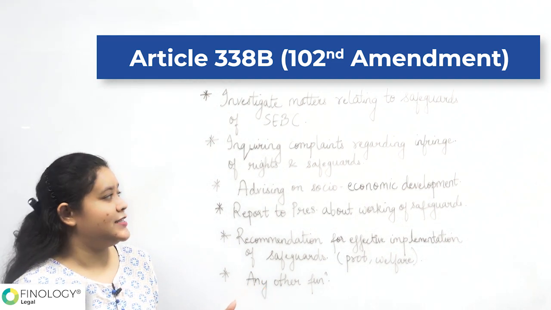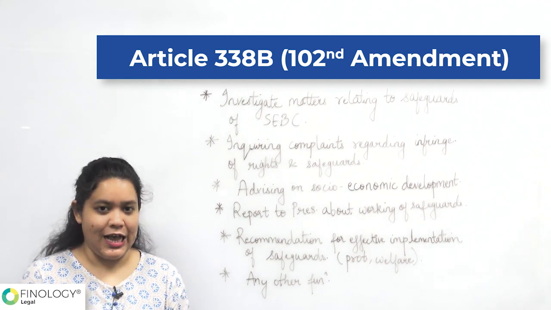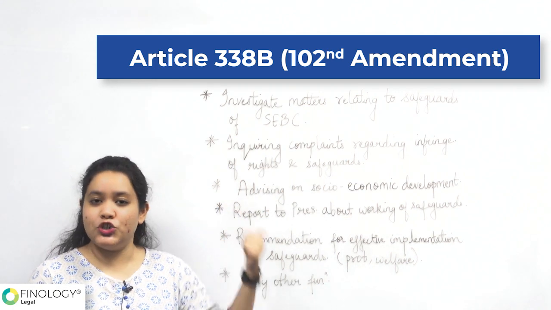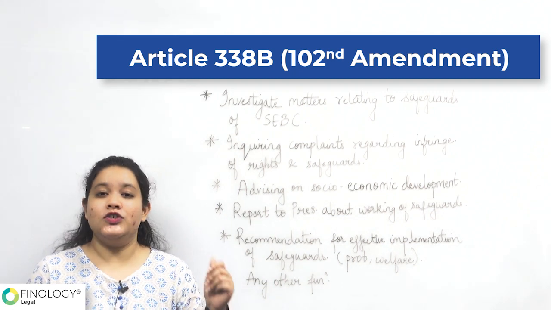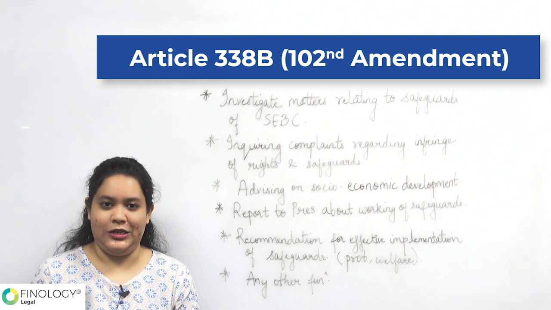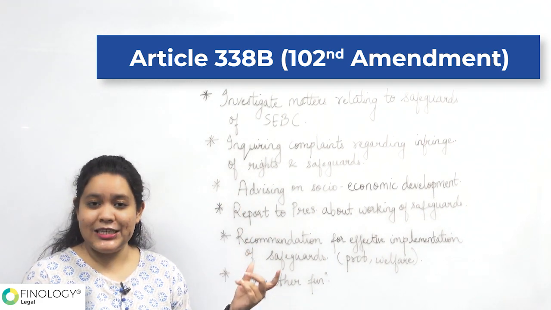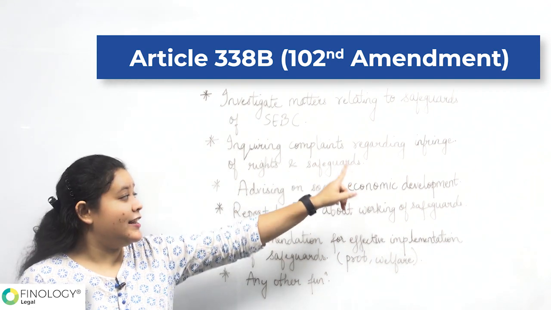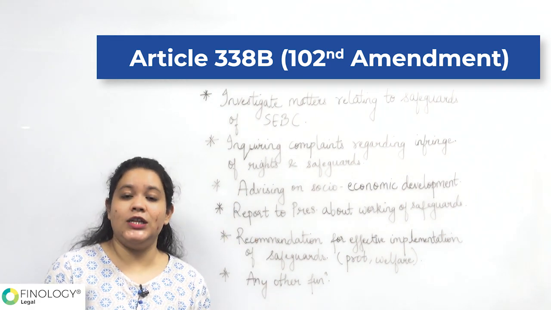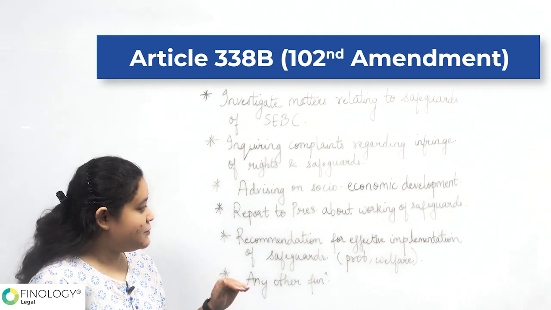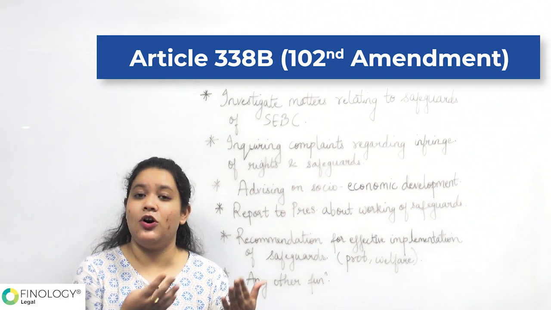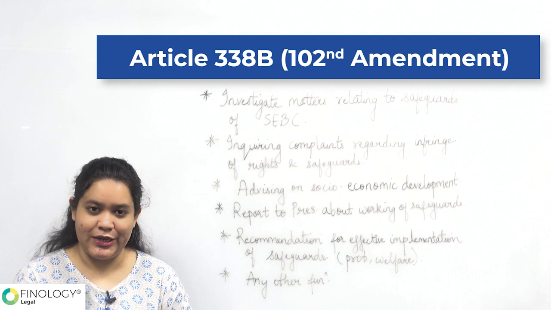Now, the first power here is that the National Commission for Backward Classes investigates matters relating to the safeguards of the socially and educationally backward classes. This article deals with the socially and educationally backward classes only. Next, the NCBC inquires into complaints regarding the infringement or violation of the rights and safeguards of these classes. Next, the commission advises on the socio-economic development of these socially and educationally backward classes.